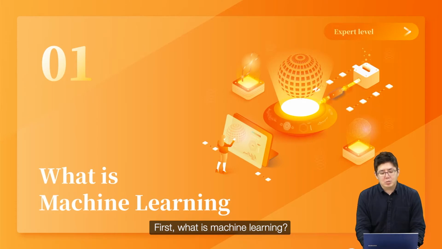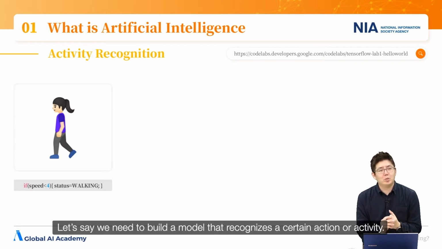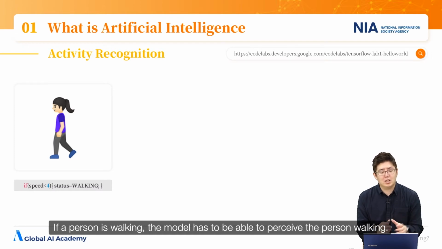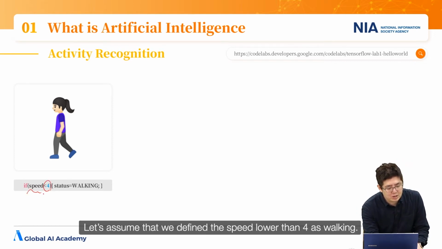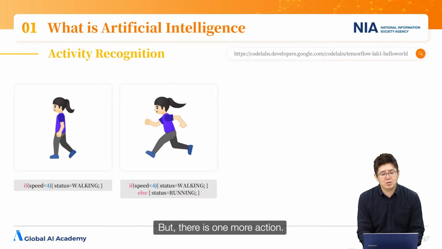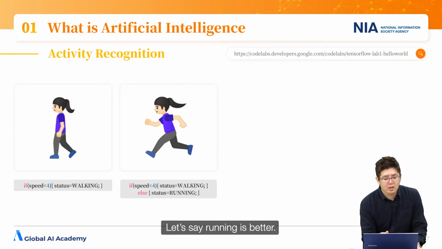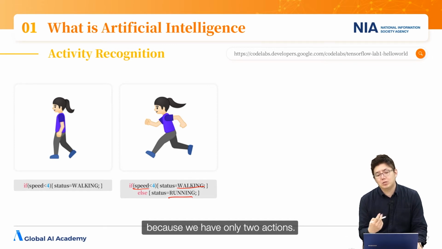First, what is machine learning? I have a simple example: activity recognition. Let's say we need to build a model that recognizes a certain action or activity. If a person is walking, the model has to be able to perceive the person walking. Then, the speed will be an important feature for that. Let's assume that we defined the speed lower than 4 as walking. But there is one more action. Let's say running. If it's lower than 4, it's walking. Otherwise, it would be perceived as running, because we have only two actions.